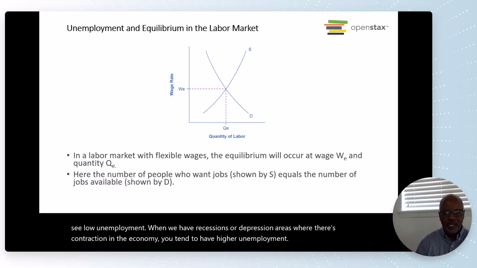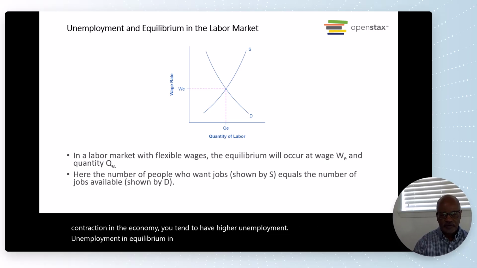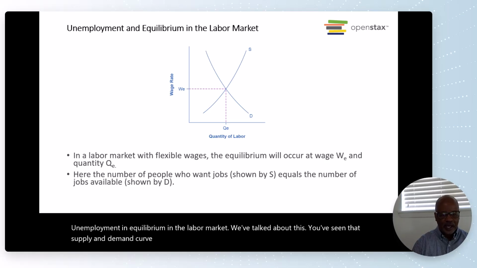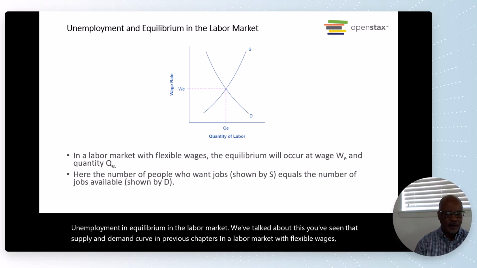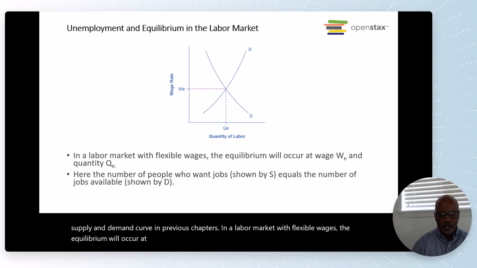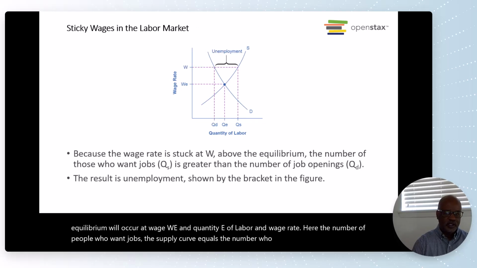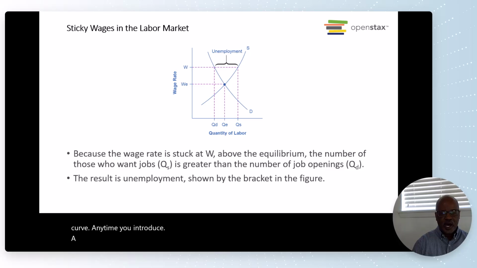Unemployment and equilibrium in the labor market. We've talked about this. You've seen that supply and demand curve in previous chapters. In a labor market with flexible wages, the equilibrium will occur at wage WE and quantity E of labor. Here, the number of people who want jobs, the supply curve, equals the number of jobs employers offer, the demand curve. Anytime you introduce a minimum wage which is higher than that equilibrium wage, you're going to create unemployment.